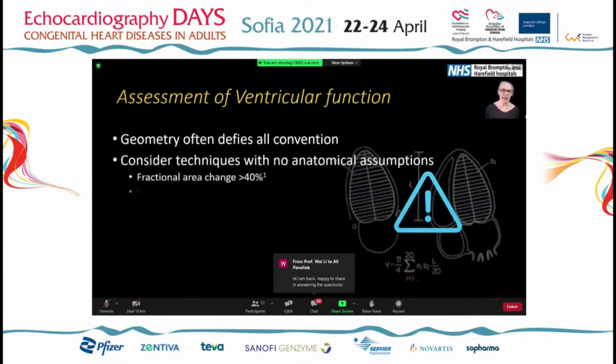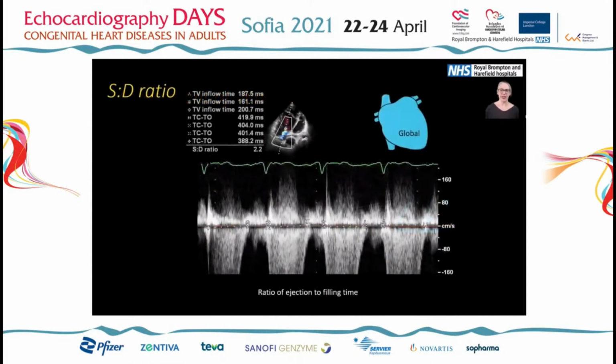So what about these technologies? We can use fractional area change, myocardial performance, or the SD ratio. So I'll just talk really briefly about the SD ratio. This is really an indicator of global myocardial performance, so to speak. It's taken through the tricuspid valve Doppler or the right AV valve Doppler, and it's a ratio of ejection or systole to filling time. So it's a systolic to diastolic ratio.